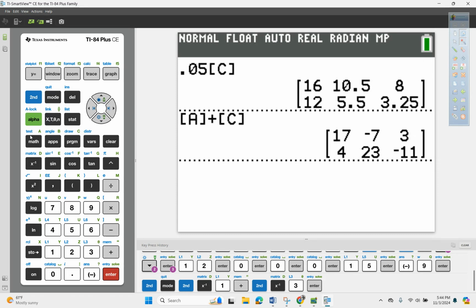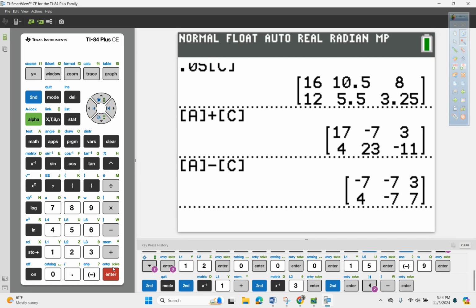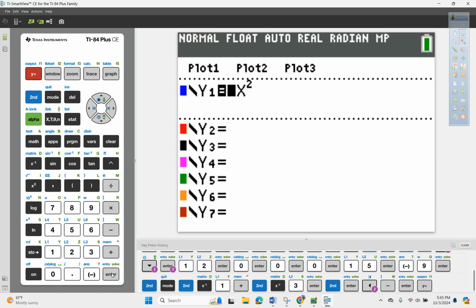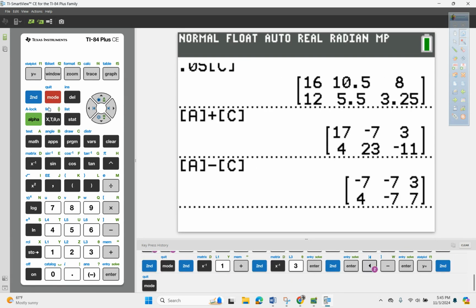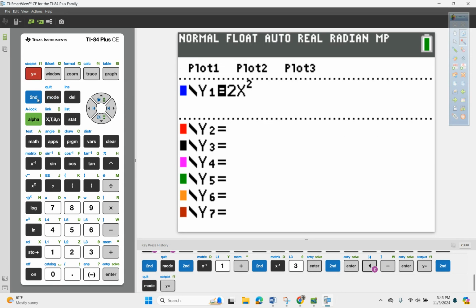But here's the cool part. Now I can do this: second, enter, and just hit my backspace and change that to a minus. And see how that goes to subtraction very easily. Now I can then also do this. Whoops, that's not what I meant. Okay, again, not what I meant.